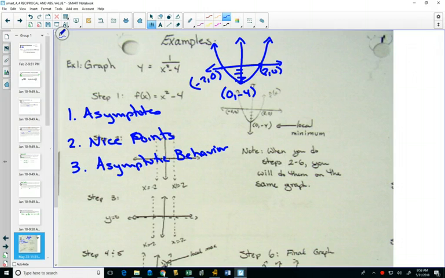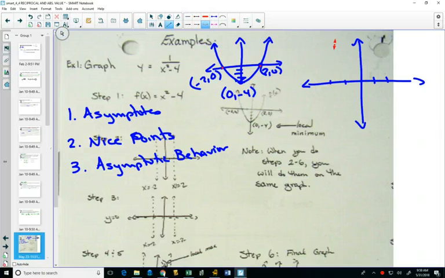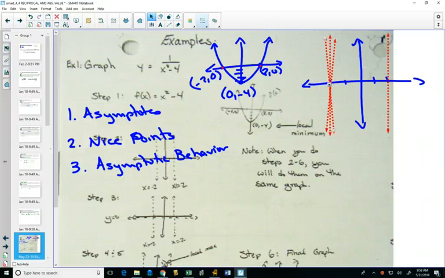I've graphed my original function. Right beside here, I'm going to do my asymptotes first. I have vertical asymptotes wherever I had x-intercepts. So I have an x-intercept at 2, an x-intercept at -2. And I'll label those.